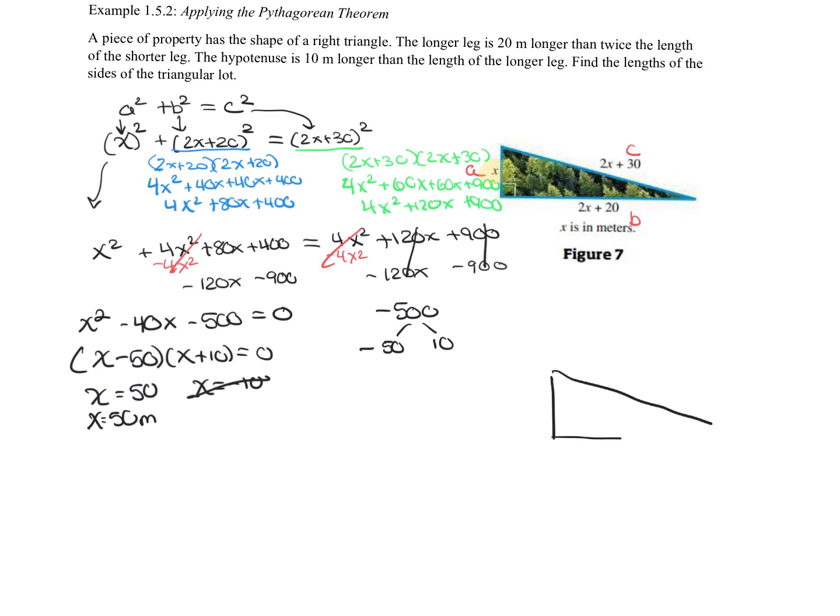So here's my triangle. We know this side over here is 50 because it was just x. This side was 2 times 50 plus 20. This side is 2 times 50 plus 30. So my final lengths are 50 meters. That's one leg. The bottom leg is 120 meters. And the hypotenuse was 130 meters.